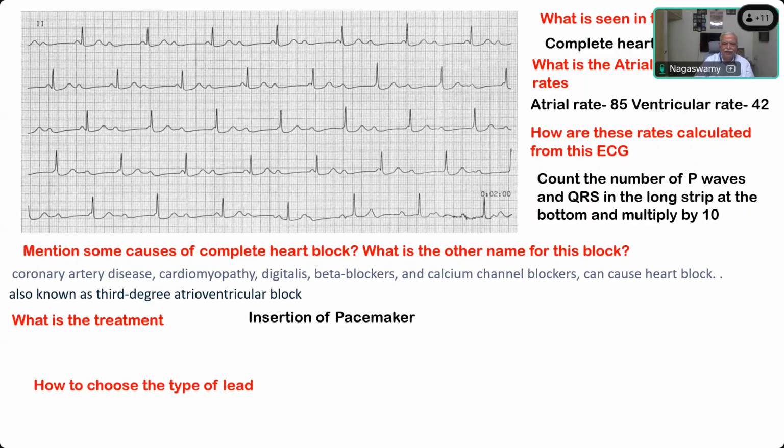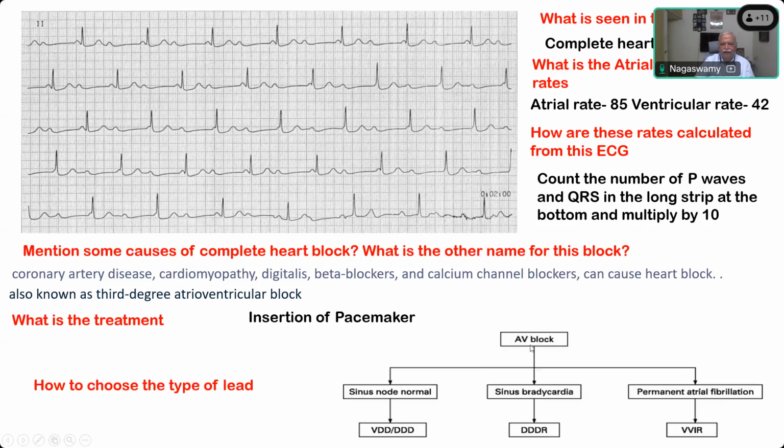Insertion of a pacemaker. And how to choose which type of pacemaker? It is usually decided like this. When there is an AV block, see whether the sinus node is normal or there is a sinus bradycardia or a permanent atrial fibrillation. Then based on that, you have to choose the lead and the mode of pacemaker.